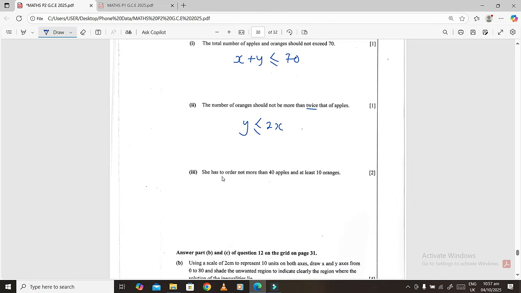She has to order not more than 40 apples and at least 10 oranges. So not more than, so X is less or equal to 40, and Y, at least, means greater or equal to 10. So those are the inequalities.